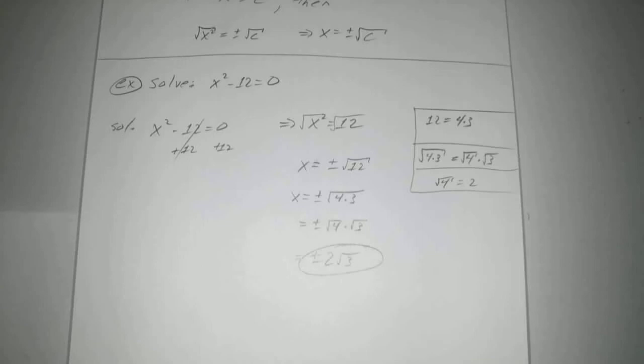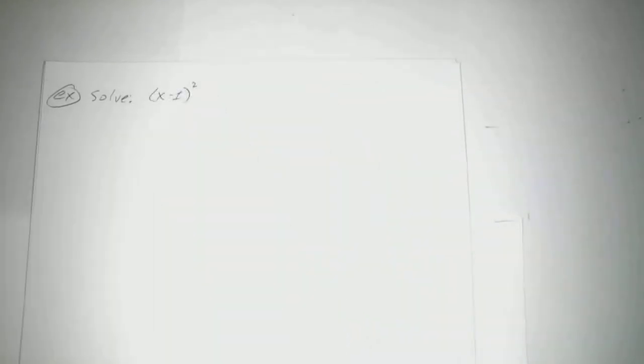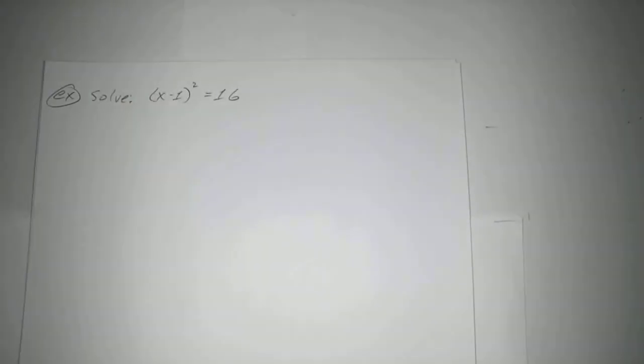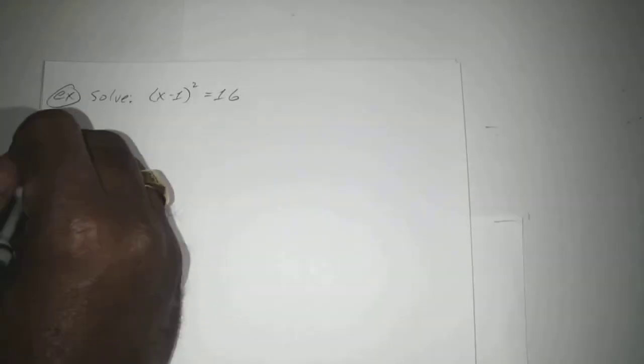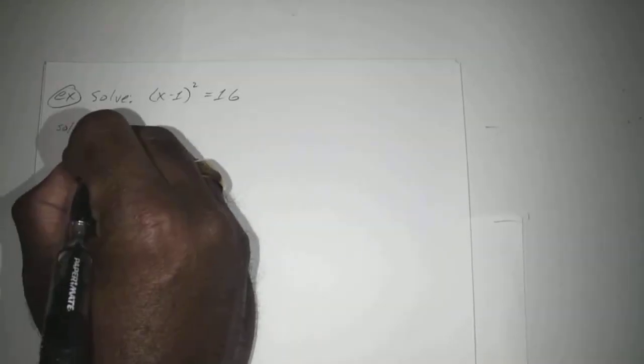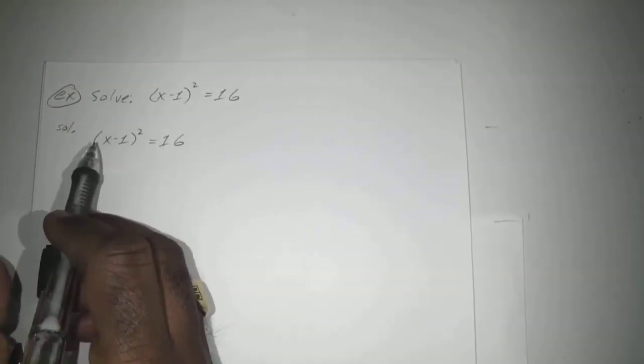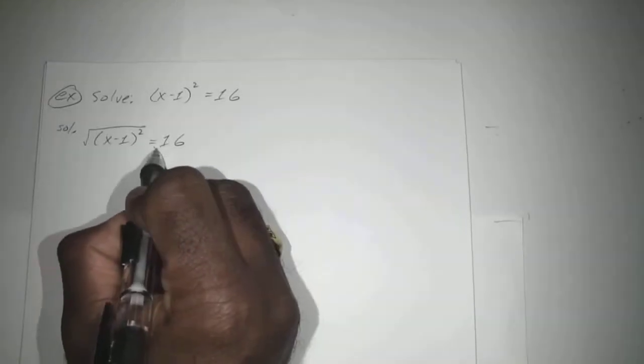All right, so for our next example, what if we wanted to solve x minus 1 squared equals 16? Okay, so we have our x minus 1 squared equals 16. Our squared value is already by itself, so we can just square root both sides.